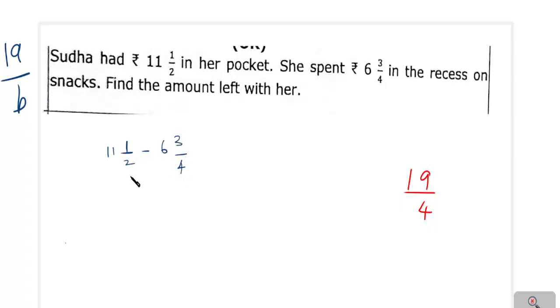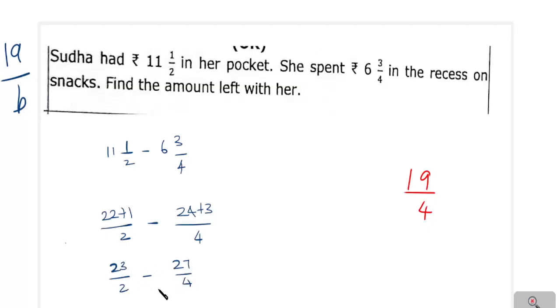Same way as the previous sum, you have to convert this mixed fraction to a fraction. So you have to cross multiply: 11 into 2 plus 1. So 11 into 2, 22 plus 1 by 2, minus 6 into 4, 24 plus 3 by 4. You can get 23 by 2 minus 27 by 4.